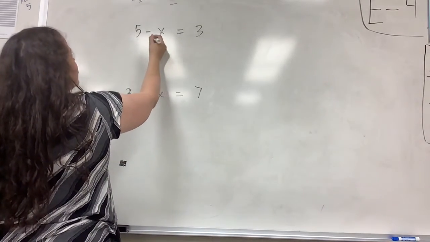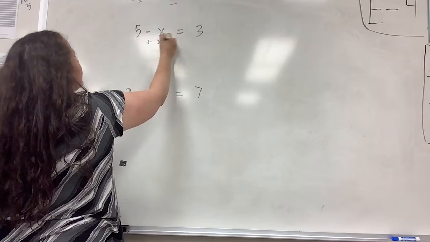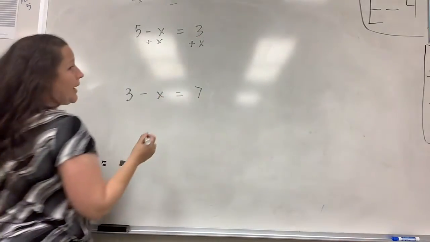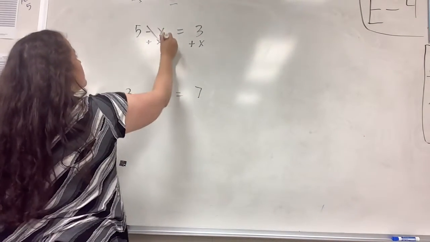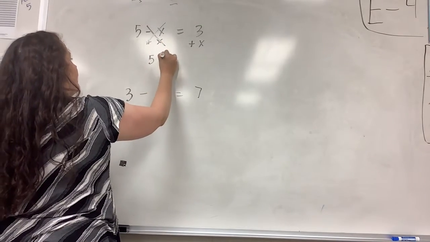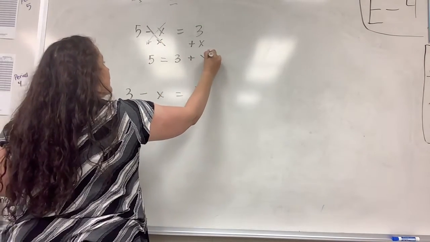So when you have minus x, the easiest thing to do is add x to both sides. And you might be like, why am I doing that? Well, you'll see in a minute. So those would cancel. You'd be left with 5 equals 3 plus x.